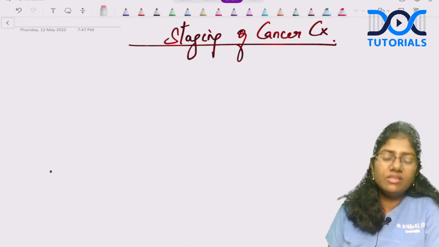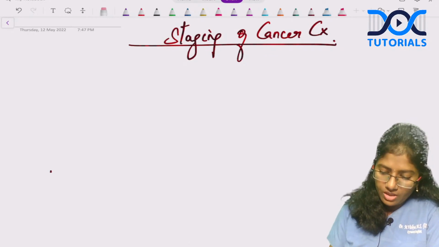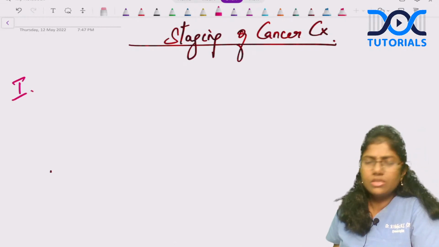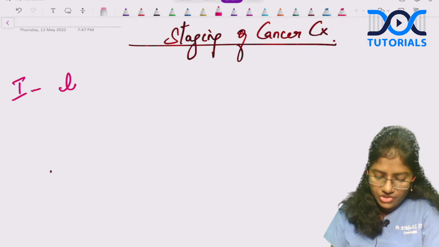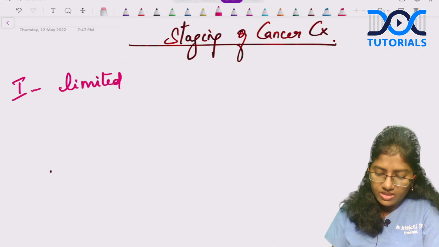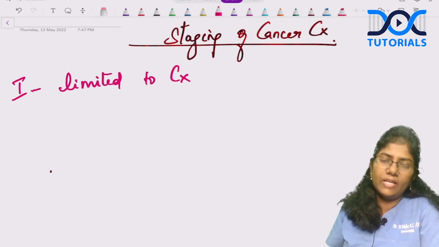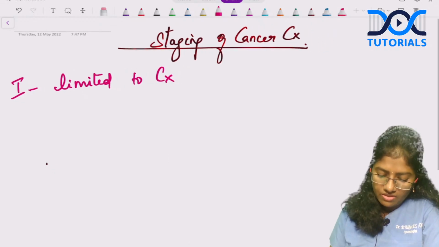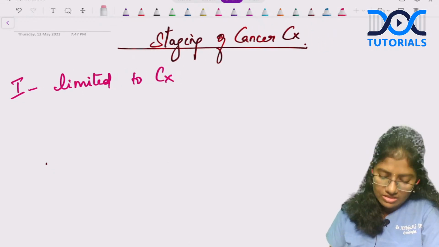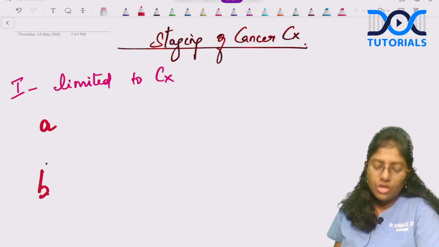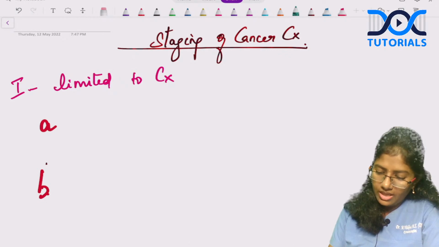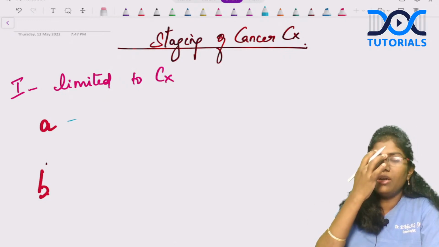So, we have 4 stages here. What are they? Stage 1, 2, 3 and 4. What is stage 1? Stage 1 is a condition which is limited to the cervix only. In turn, in stage 1 we have 1A and 1B. What is 1A? What is 1B? 1A is a disease which is again divided into A1 and A2.